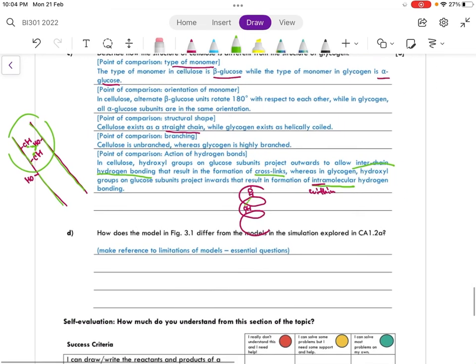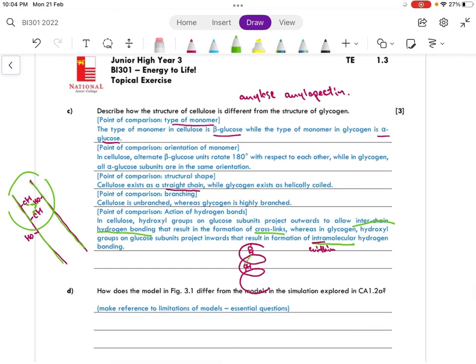Okay, the last one, part D, this is quite free for all. So most responses I will have accepted. Okay, so we go back to part C.